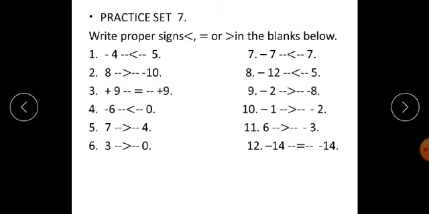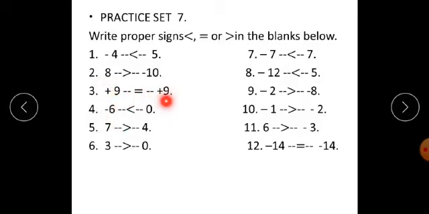So students, practice set 7. Write the proper sign, less than, equal to or greater than, in the blanks below. First one, minus 4 and 5. Here 5 is positive and minus 4 is negative, therefore naturally 5 is the bigger number. 8 and minus 10. 10 is a negative number and 8 is a positive number, therefore 8 is the bigger number.